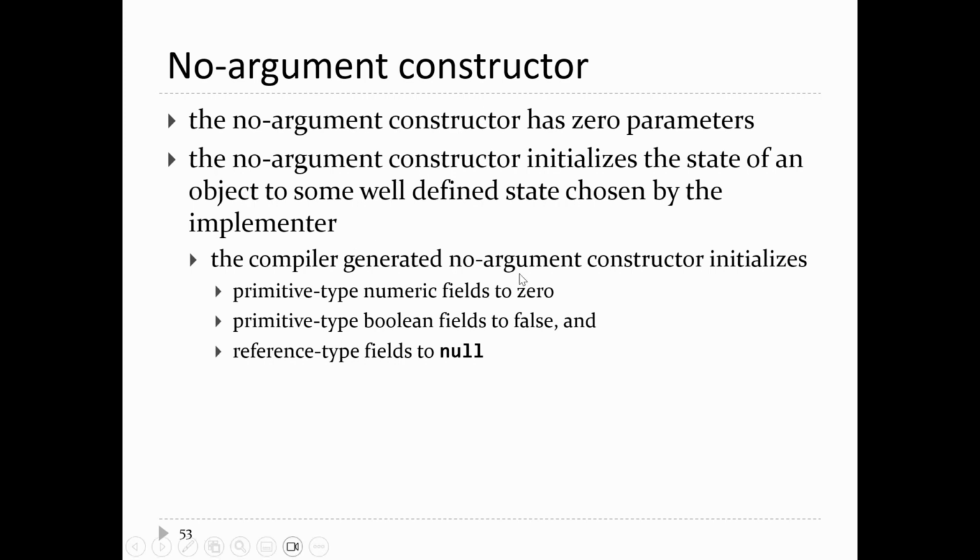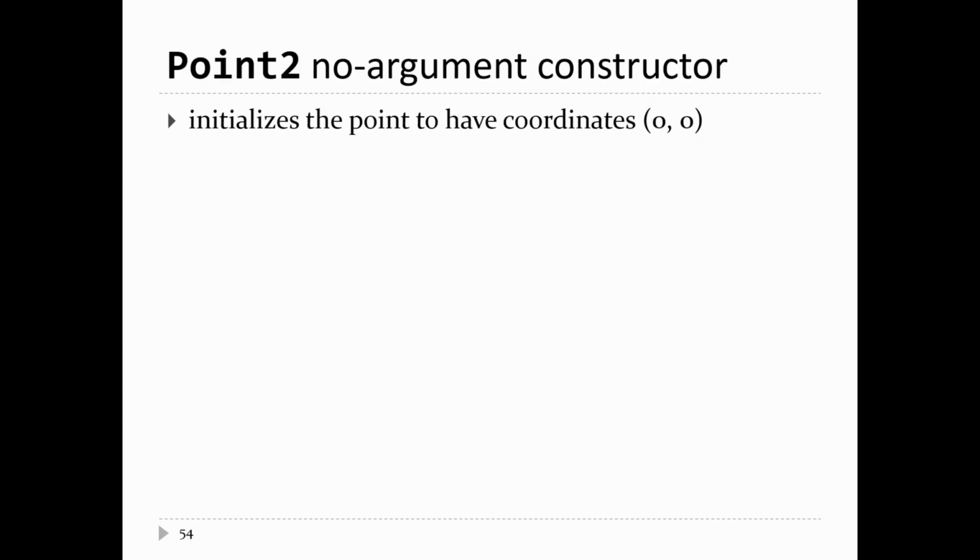If you provide no constructors for your class and you just use the compiler-generated one, what the compiler-generated constructor does is set all numeric fields to 0. It sets any Boolean fields to false. If you have any reference fields, it sets them to null. So that's what the compiler-created no argument constructor will do.